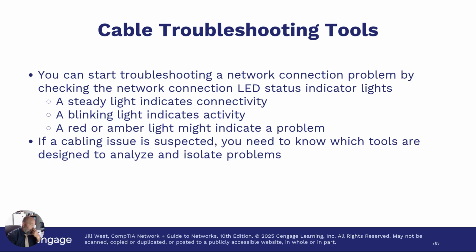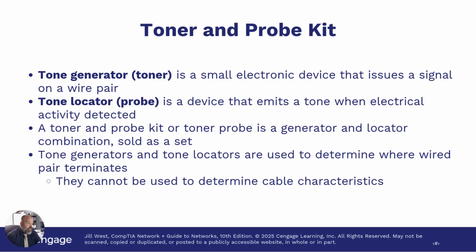So, cable troubleshooting tools. First, you need to start troubleshooting by checking the LED status lights on your network connections. Obviously, a steady light means connectivity. A blinking light shows activity, and red and amber lights are really kind of a cry for help. When you suspect cabling issues, you need the right tools to analyze and isolate the problems. It's like having a medical kit for sick networks. You really need the right instrument for the right diagnosis. So let's talk about some of those tools, okay?